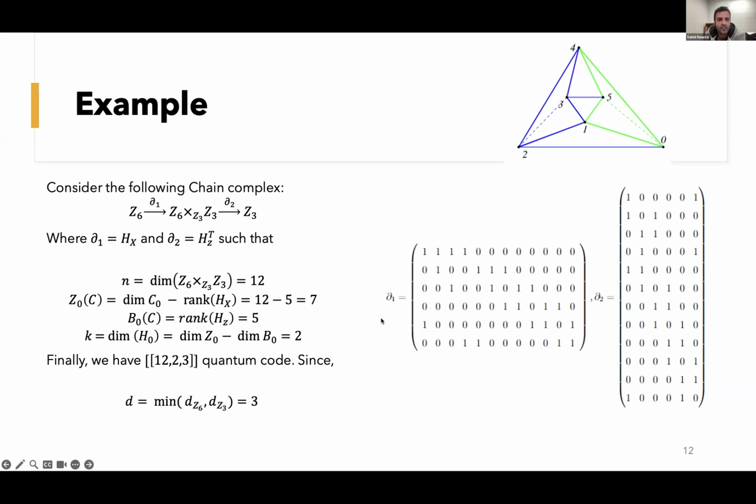And for finding the dimension, we must first calculate the HX and HZ transpose matrices as here. And the dimension K is n minus rank of HX minus rank of HZ, that is 2. And in total we have a [12, 2, 3] quantum code from this construction.